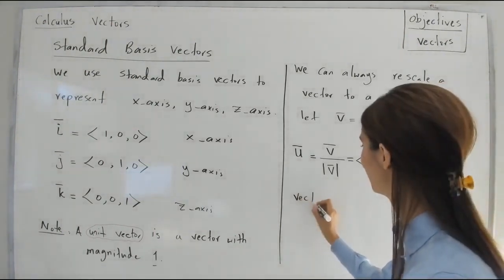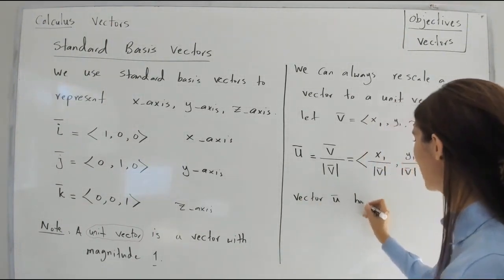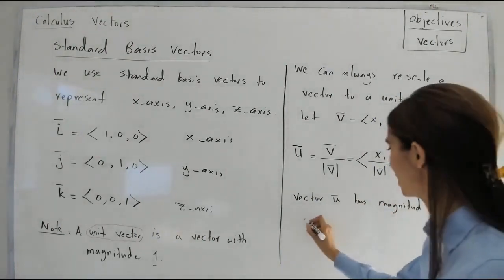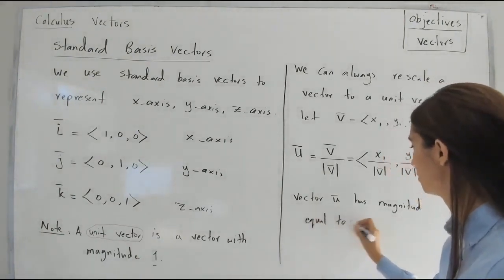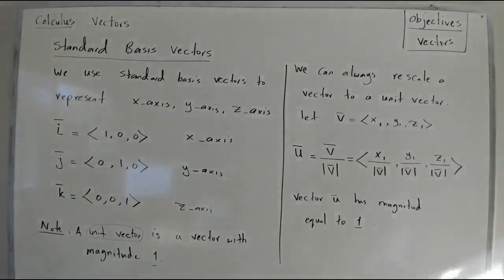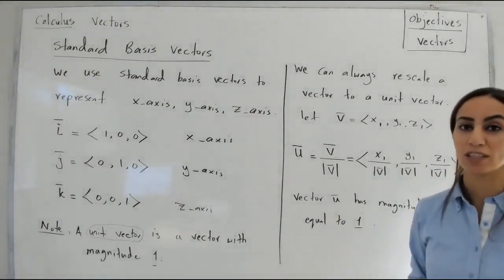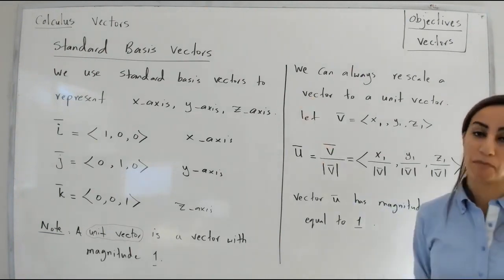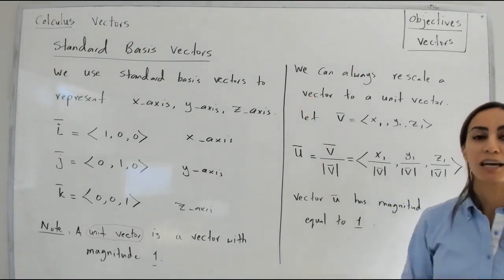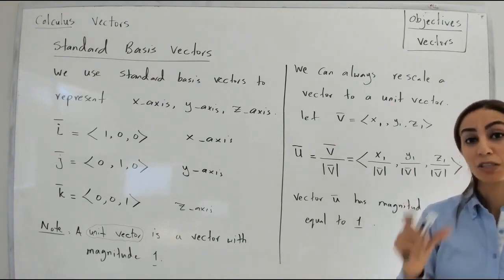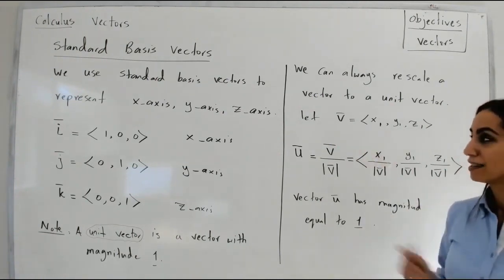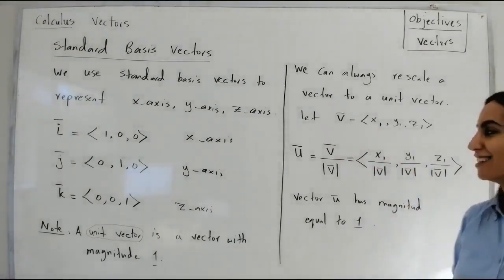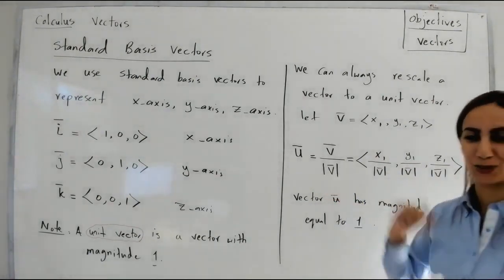Vector u has magnitude equal to 1. So it's very important. In many cases, especially in linear algebra, you're dealing with vectors with large magnitudes. You're interested in rescaling those vectors into nicer vectors with a length 1. One method is rescaling them by dividing the components of the vector by its own magnitude.